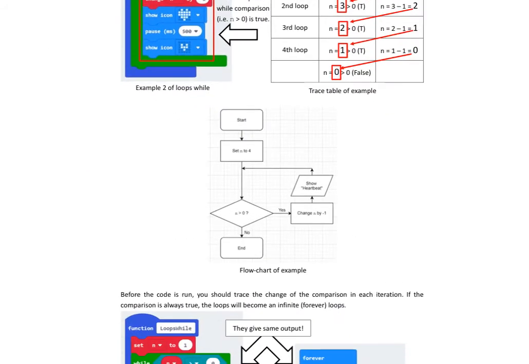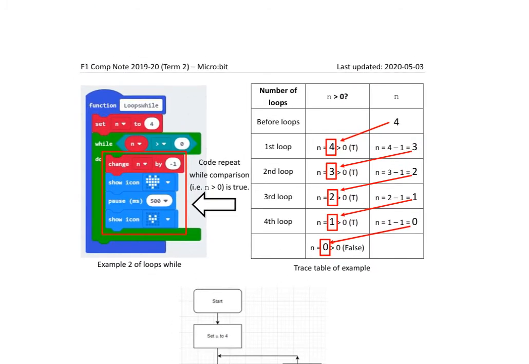We may not always put a true inside. We'll put a comparison here. For the example, it says that if n is greater than 0, then this code will be run. So what to do? Change n by -1. That means decrease n by 1. And then show a heart, some heartbeats.